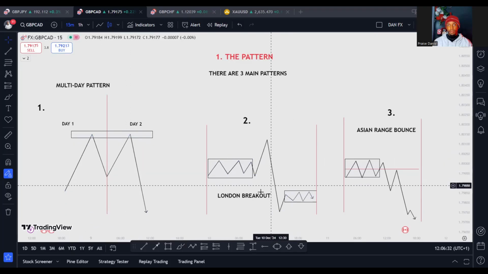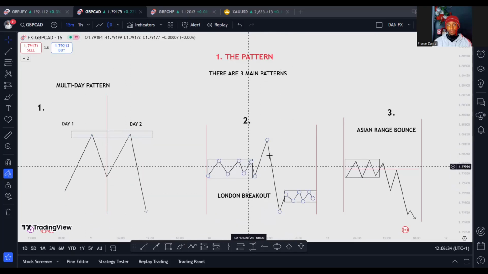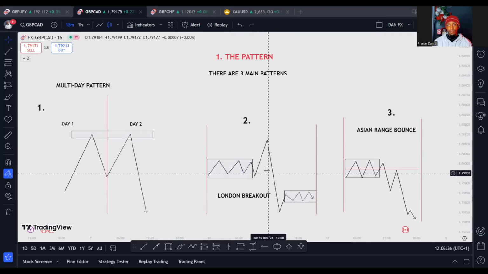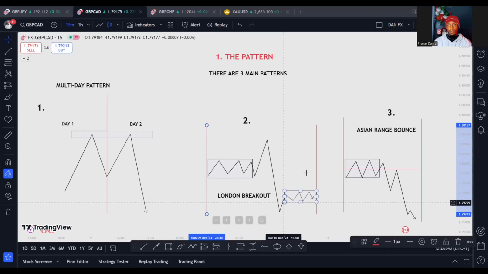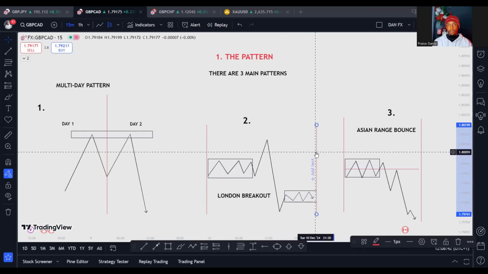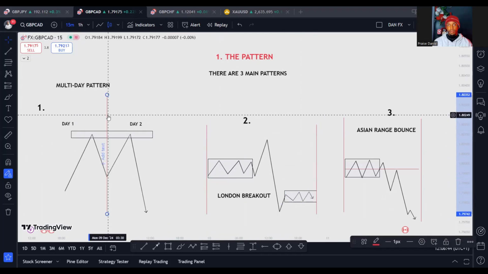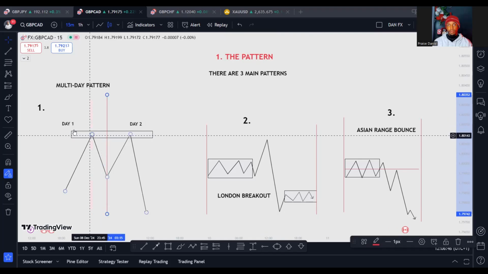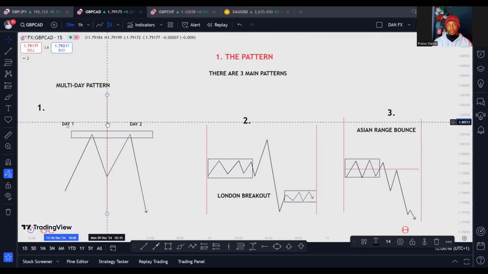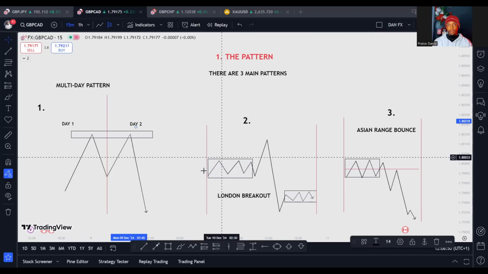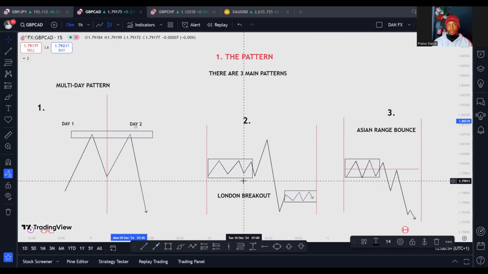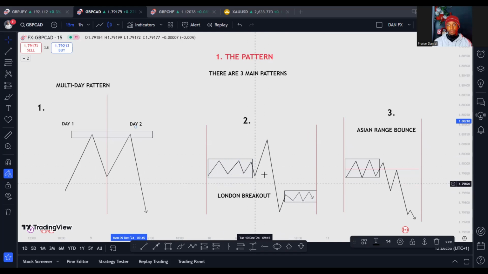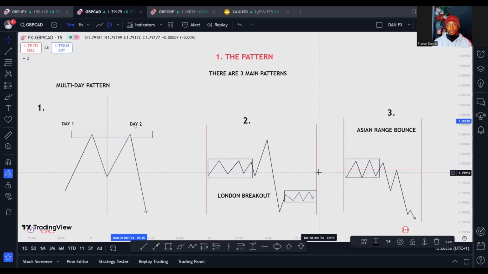The second pattern is called the London breakout. This usually happens within a 24-hour period from the start of the day. So this line signifies the start of the day, and this one signifies the end of the day. This one here signifies where day one ended, and then day two started here, and you get the gist. So the London breakout is a pattern that shows up in a 24-hour period from the start of the day to the end of the day.